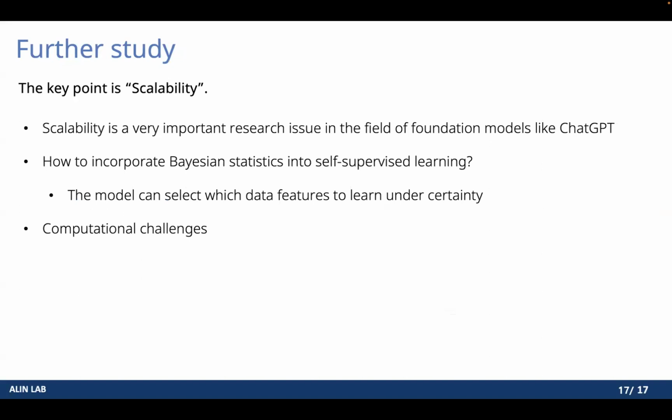So the key point is scalability. In the LLM era, scalability is a key topic in AI research. This issue must be addressed if we want to incorporate Bayesian statistics into future deep learning as well. In addition, if Bayesian statistics are combined with self-supervised learning, the model will be able to grow itself, self-checking for uncertainty. Finally, computational challenges also remain as a problem of Bayesian machine learning.